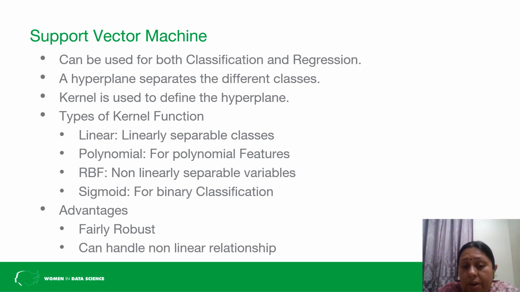So linear kernel function is used when we have linearly separable classes. RBF is used when we have non-linearly separable classes. Sigmoid is mainly used for binary classification. And lastly, polynomial is used when we have polynomial features. Let's say I have a feature x. I take x square, x cube. These are the polynomial features of your variable x. What is the advantage of SVM? It's fairly robust and it can handle nonlinear relationships.